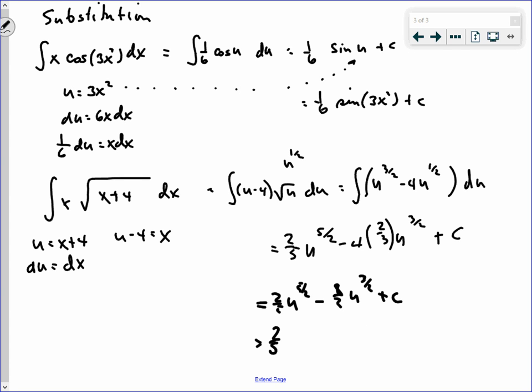2/5 (x plus 4) to the 5/2 minus 8/3 (x plus 4) to the 3/2 plus a constant. So there's a couple of substitution problems. They get stranger. They can be weird, and some of them are really kind of unique. But I don't think we'll have to do anything too much harder than that here.